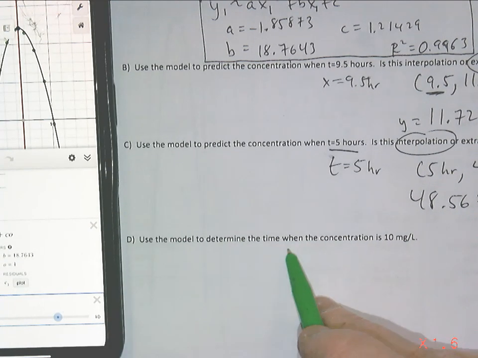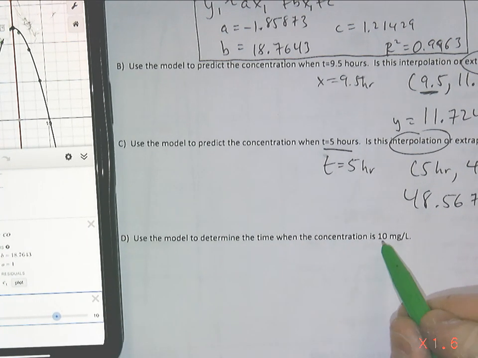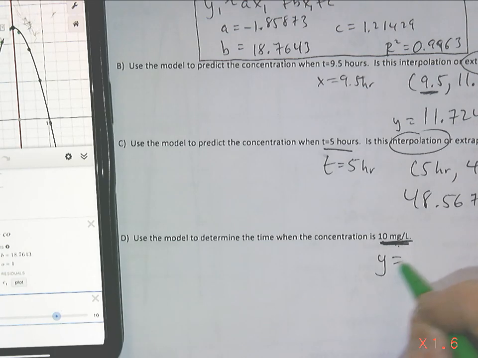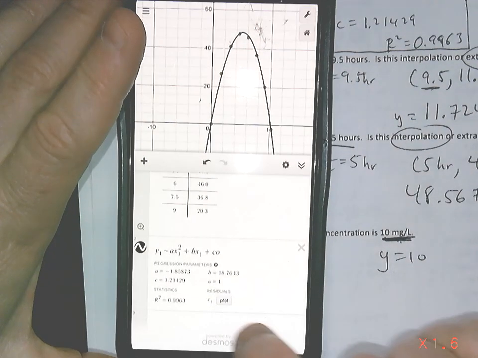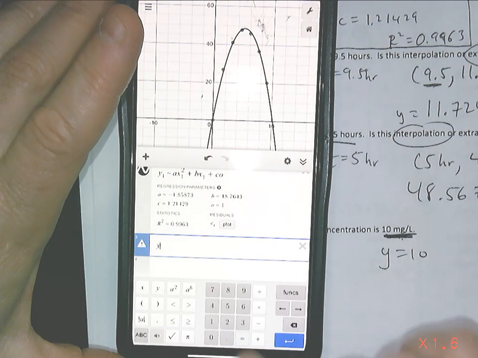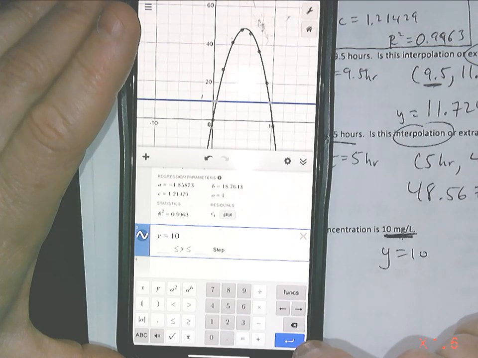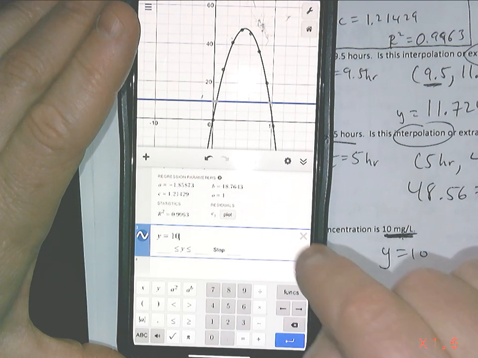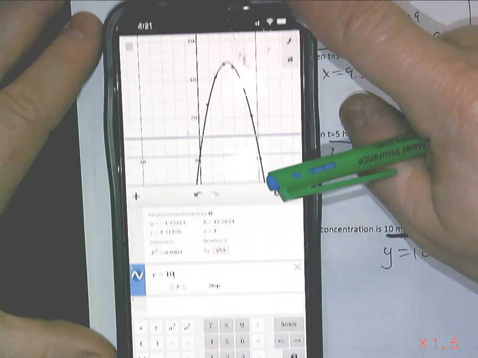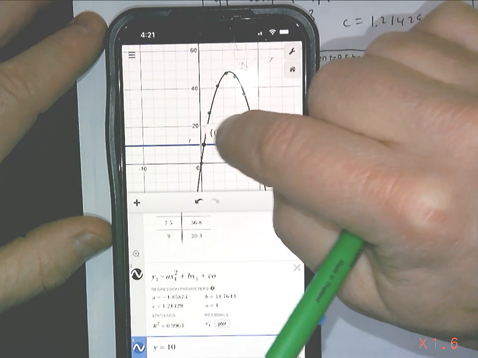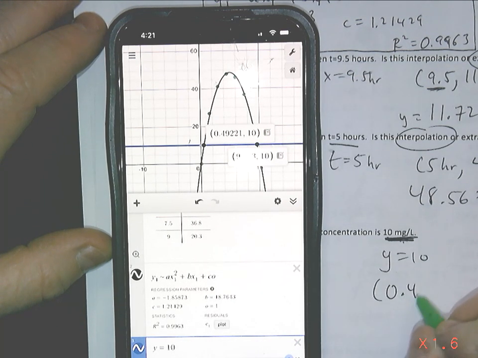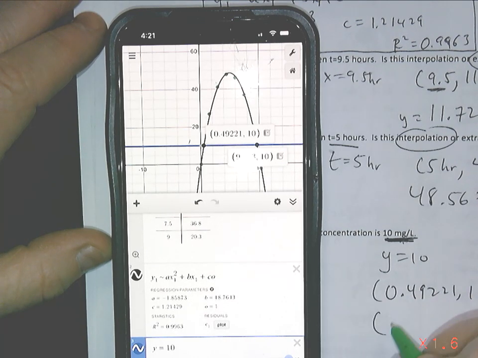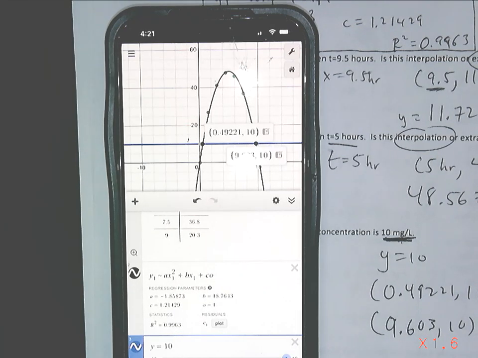Use the model to determine the time when the concentration is 10 milligrams per liter. So when I look at that, that is the Y value. The Y value is 10. So that just screams, get rid of the X, put in Y equals 10. Boom. Good. Oh, there's two of them. Interesting. Because it's a parabola, it actually hit twice, here and here. So I have to write down both of those pieces, 0.49221, comma 10 and 9.603, comma 10. And there's two values.